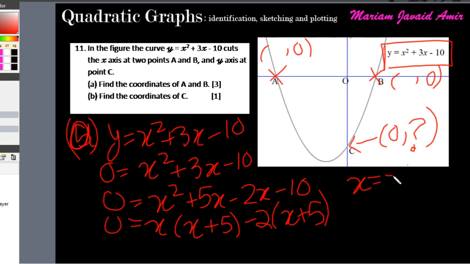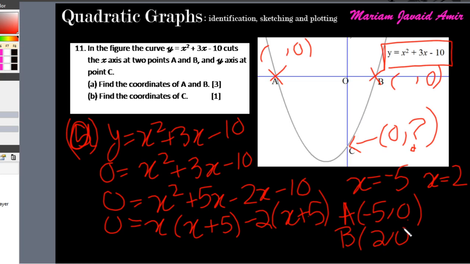I am directly writing both the answers. One answer is x equals minus 5 and the other answer is x equals plus 2. So the coordinates of A will be minus 5 comma 0 and the coordinates of B will be 2 comma 0. That's it. We're done with this topic.